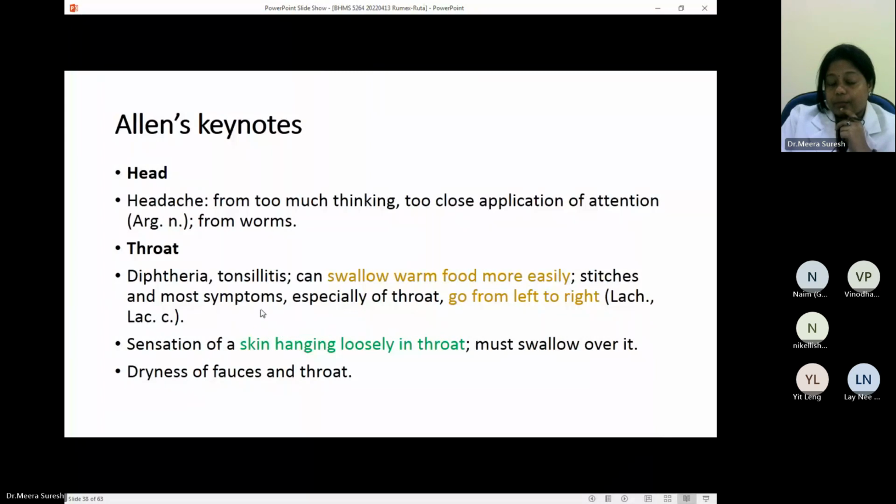Stitching pain, and most of the symptoms go from left to right. And then we see a comparison of left to right; even Lachesis and Lac caninum have got it. But from this modality, can someone differentiate Sabadilla and Lachesis? This modality, the warm food.